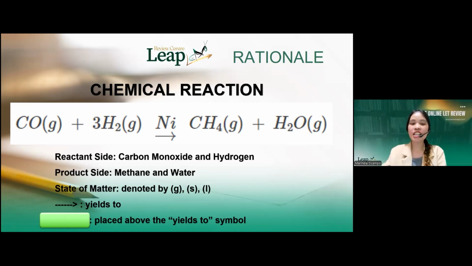And lastly, we have the one being asked a while ago, the catalyst. The catalyst is usually placed in or above the arrow symbol.